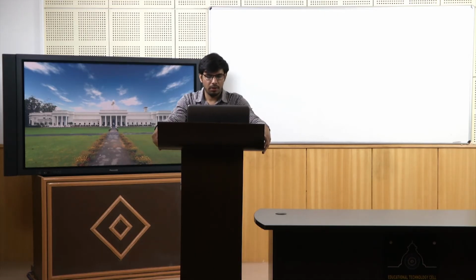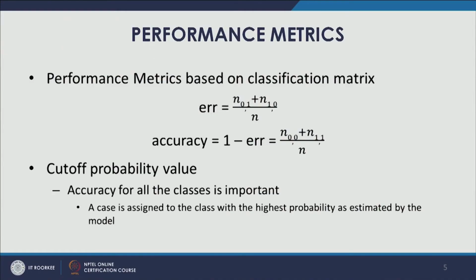So these are the formulas for these two metrics. For the performance metrics based on the classification matrix, you can see error is computed as n01 plus n10 divided by the total number of observations, that is n, and accuracy is 1 minus error, that is n00 plus n11 divided by the total number of observations n. So these two metrics can be used to compare the performance of candidate models.